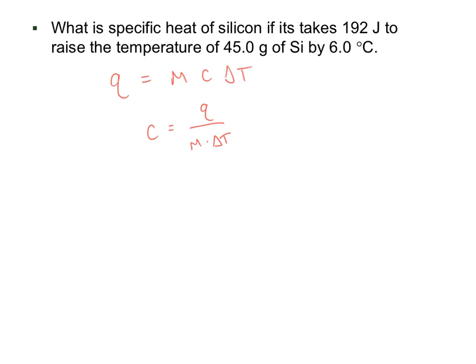And so now we can just plug those values in. We were given Q, a heat value of 192 joules, and we will divide that by our mass of 45 grams times our temperature change of 6.0 degrees C, for a final specific heat of 0.71 joules per gram degree C.